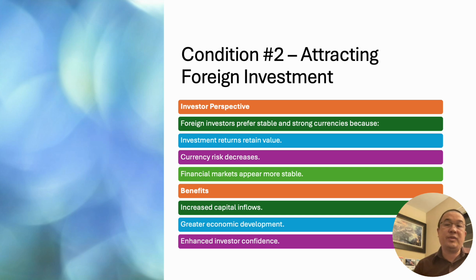Foreign investors prefer stable and strong currencies. Why? Because currency fluctuations affect investment returns. Imagine investing $1 million in another country. If the currency loses 20% of its value, part of your return disappears. Strong currencies reduce risk, increase confidence, encourage foreign investment. This can bring capital inflows, economic development, job creation.